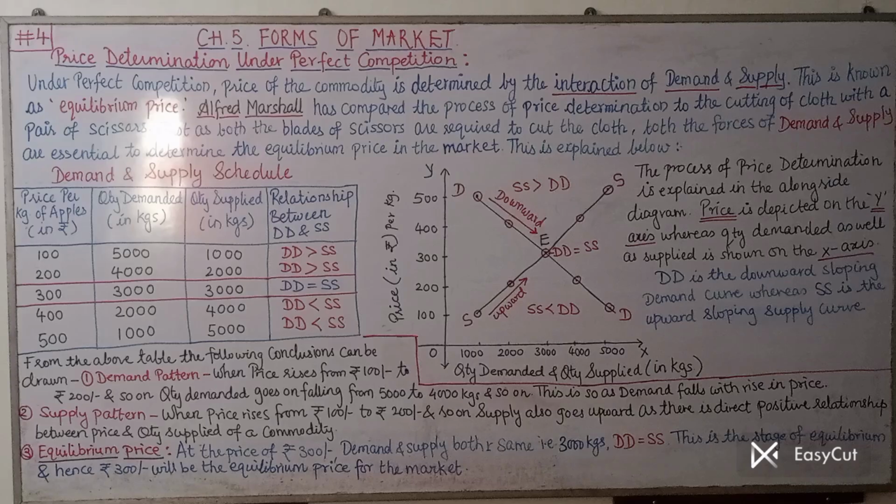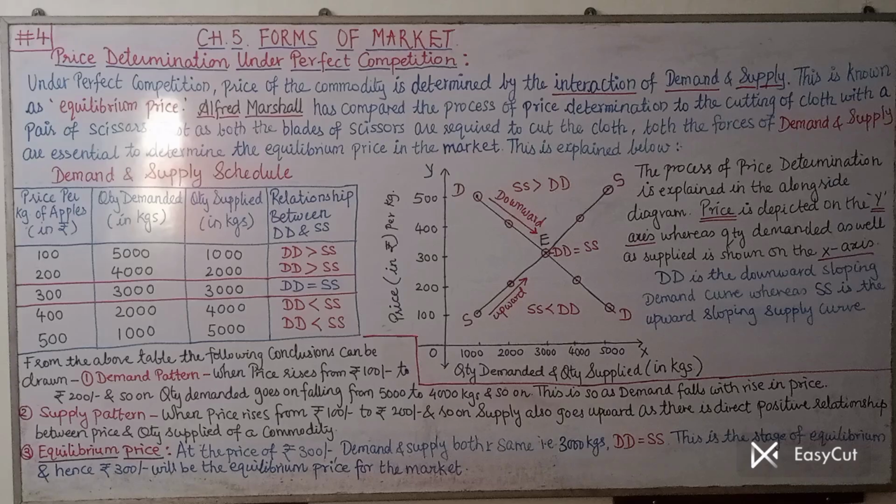between price and supply. Now our fourth column in the schedule talks about that only, the relationship between demand and supply. At the first instance of 100 rupees price, it is clearly seen from the table, demand is 5000, that is more, and supply is less. So the same thing is shown in the relationship column, DD greater than SS. Second case also, DD greater than SS.